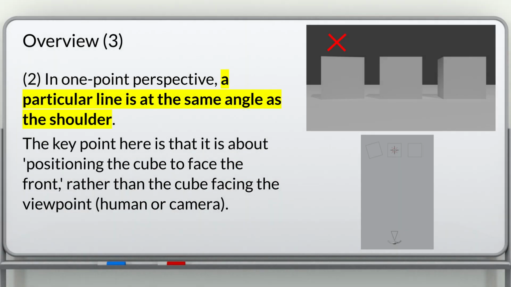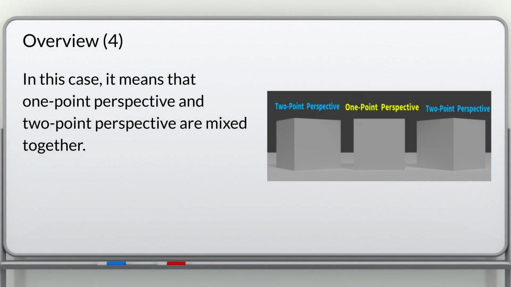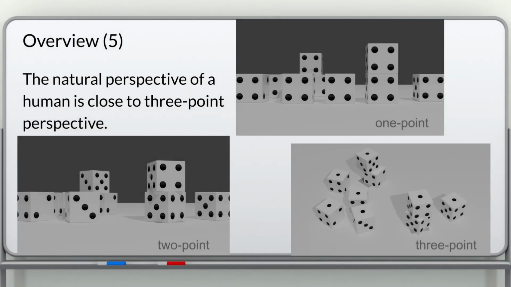In one-point perspective, a particular line is at the same angle as the shoulder. The key point here is that it is about positioning the cube to face the front, rather than the cube facing the viewpoint. In this case, it means that one-point perspective and two-point perspective are mixed together. The natural perspective of a human is close to three-point perspective.